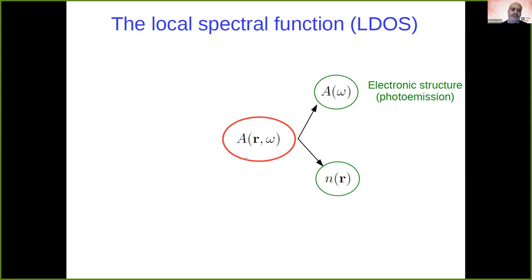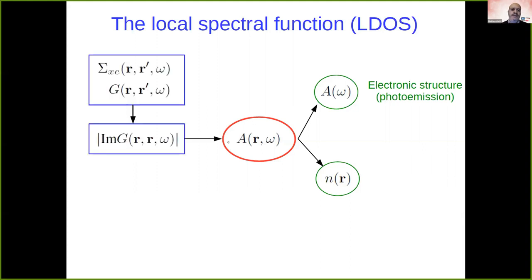Why is this quantity interesting? Well, it can be measured by STM. And from this quantity, if we integrate with respect to the coordinate r, we can obtain the integrated spectral function that can be compared with the photoemission. So it gives us the electronic structure, the band gap. And if we integrate over the frequency up to the Fermi energy, we also obtain the density. So this quantity is very interesting. And it has been already introduced this morning by Andrea, and on the first day by Nicola Marzari as well.